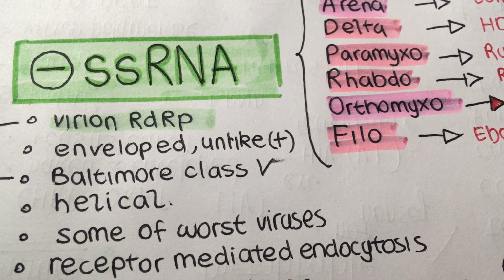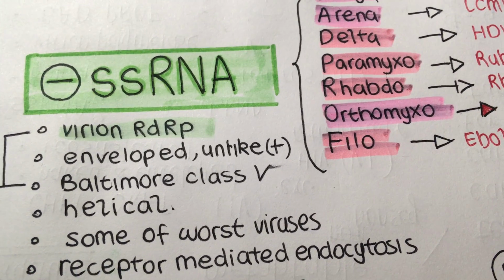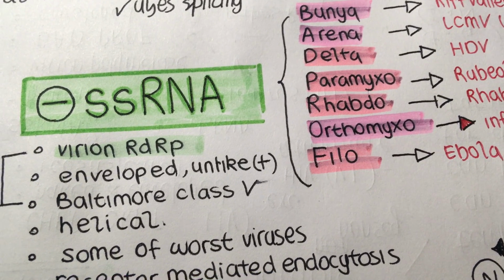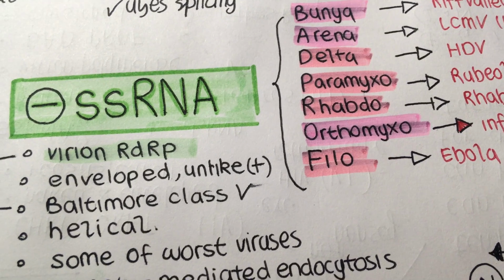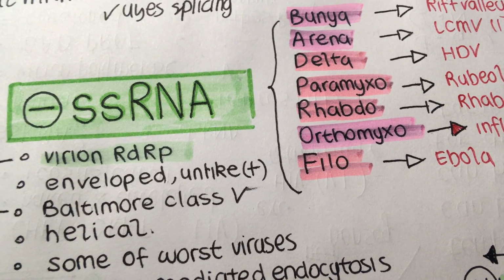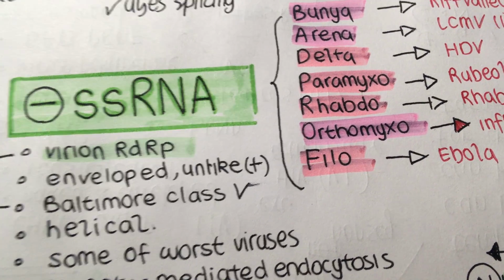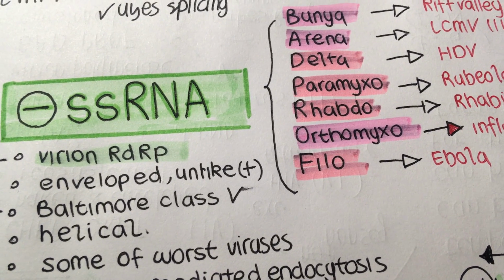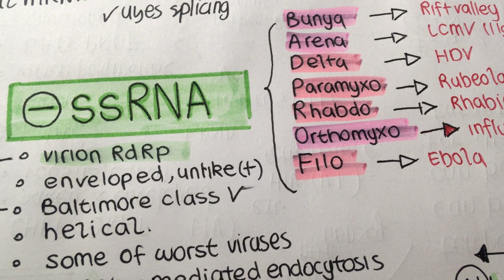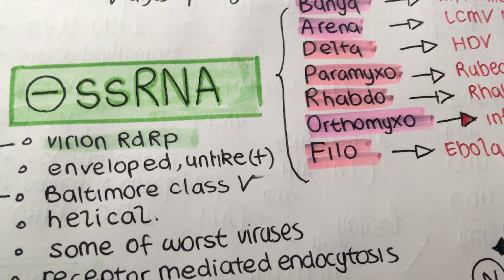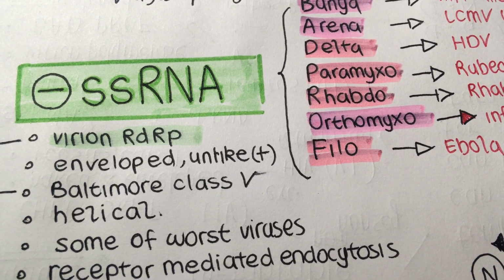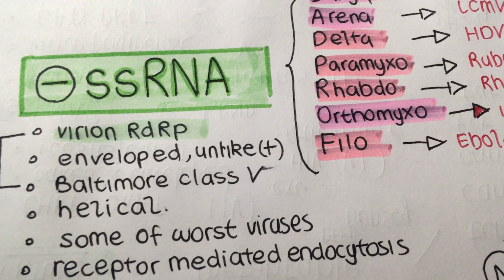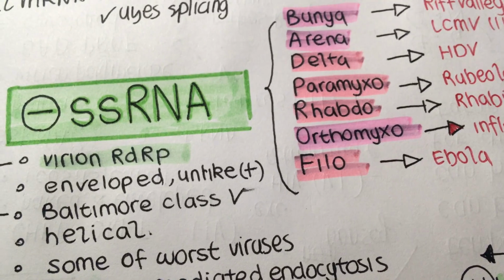Additionally, it has an envelope structure, which basically means that you will enter via receptor-mediated endocytosis or direct fusion and it is also a helical structure, unlike positively single-stranded RNA, which is icosahedral.